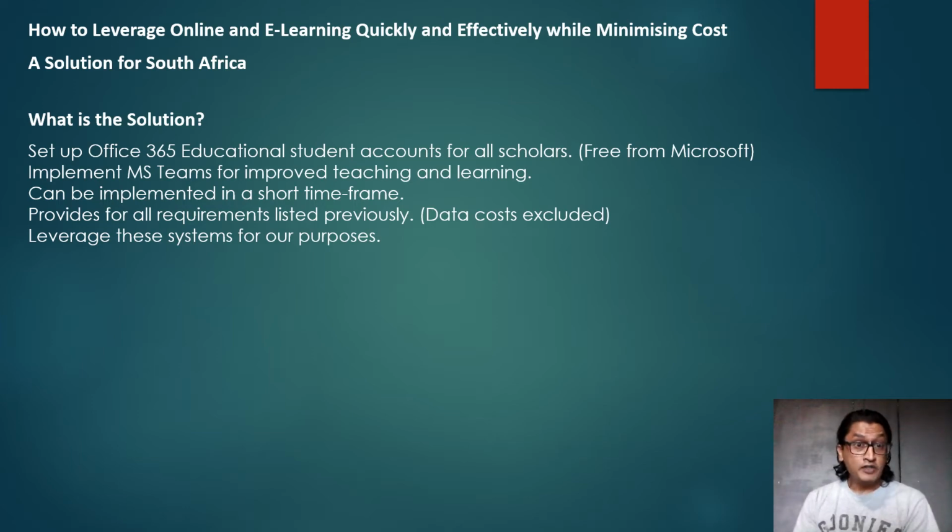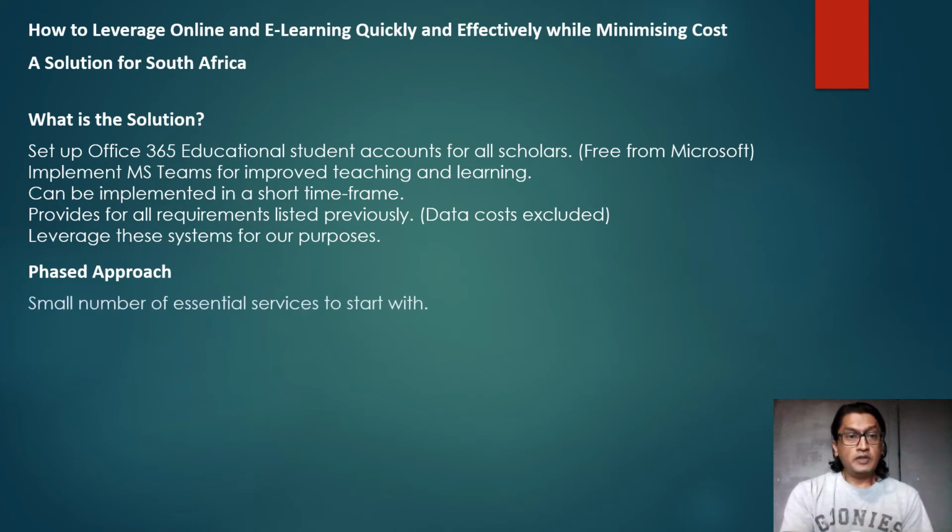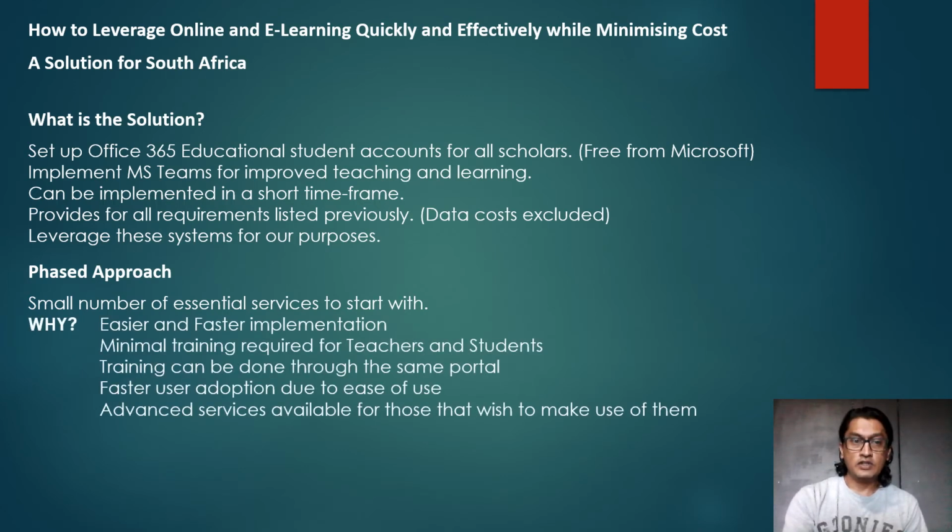We also need to leverage these systems for our purposes. There's no point having a system in place when it's not being used for the purposes that it's intended for. In order to do this, we'll need to apply a phased approach, so a small number of essential services to start with. Why do we want to do this? We don't want to overwhelm students and teachers with a host of apps and tools, which then lead to confusion and no consistency. We want a small number of essential services to start with. It's easier and faster to implement.